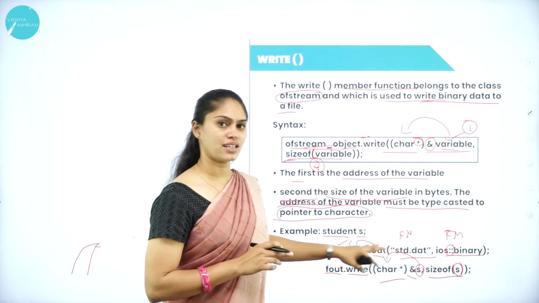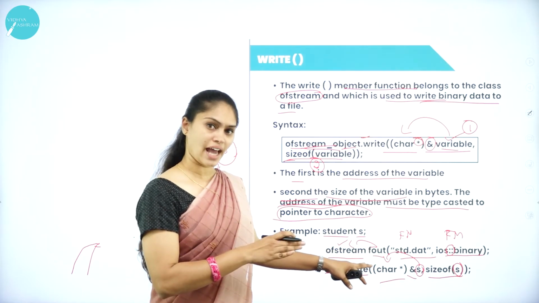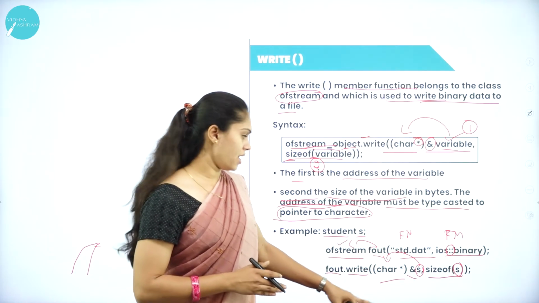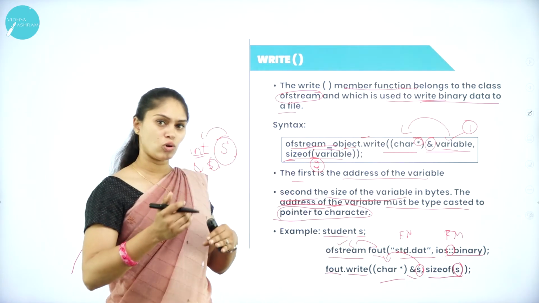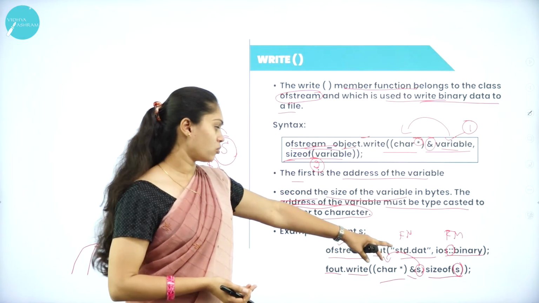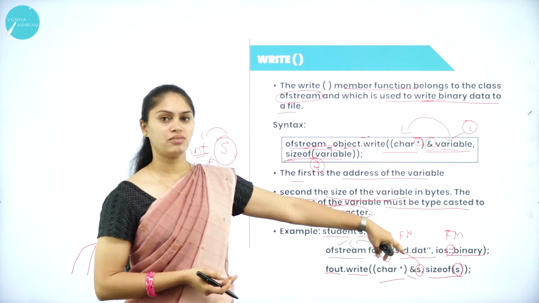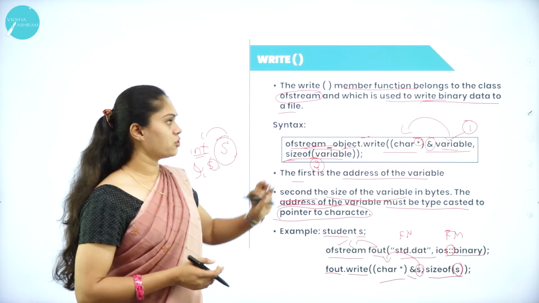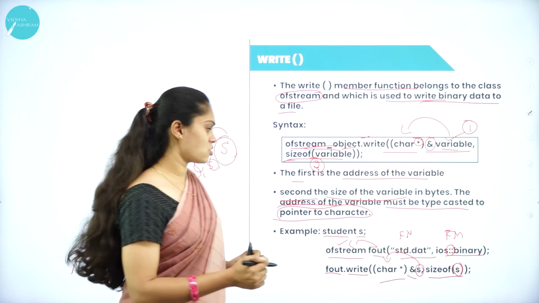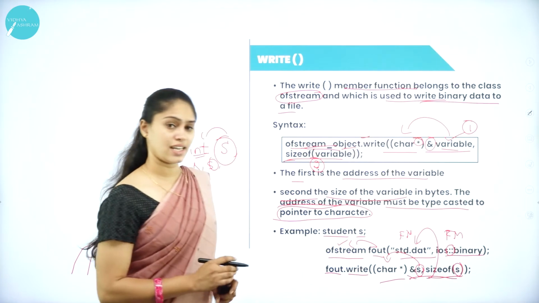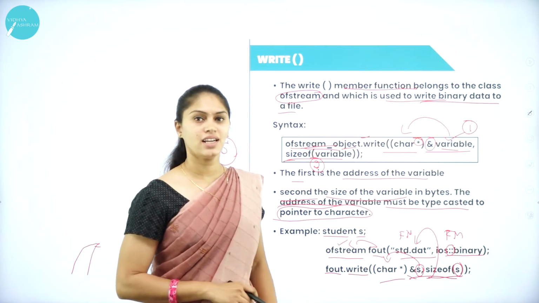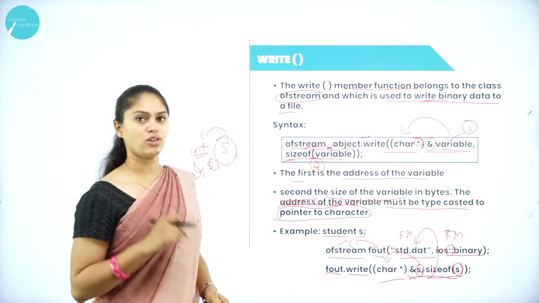I typecast that address of s as a character pointer variable. Then I am specifying the size of s. So whatever content is in that location will be used to write the binary data. So I am writing the binary data to this file called std.dat. Getting it? So this is how the write function works.